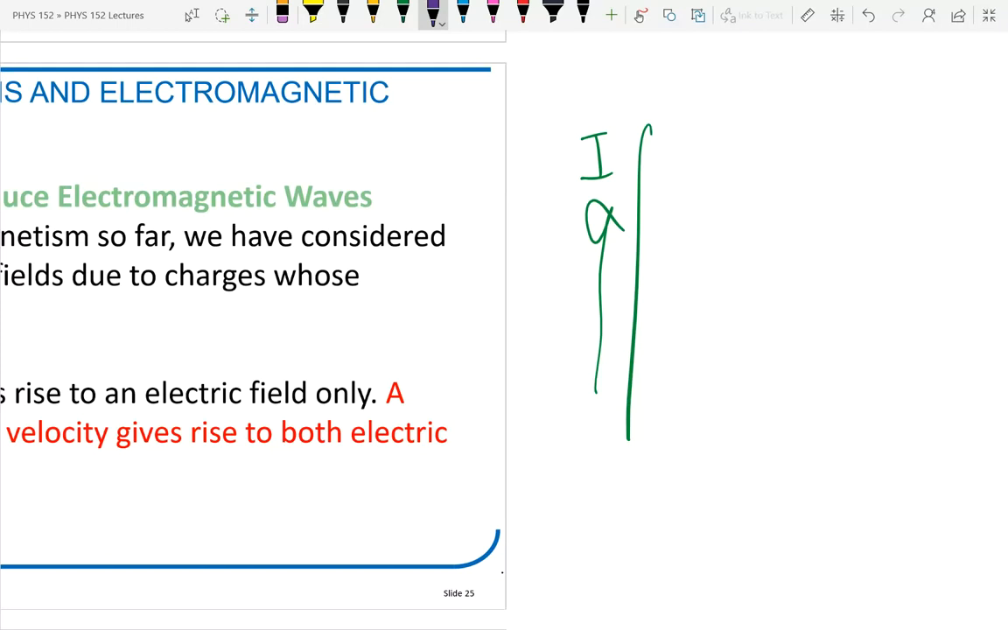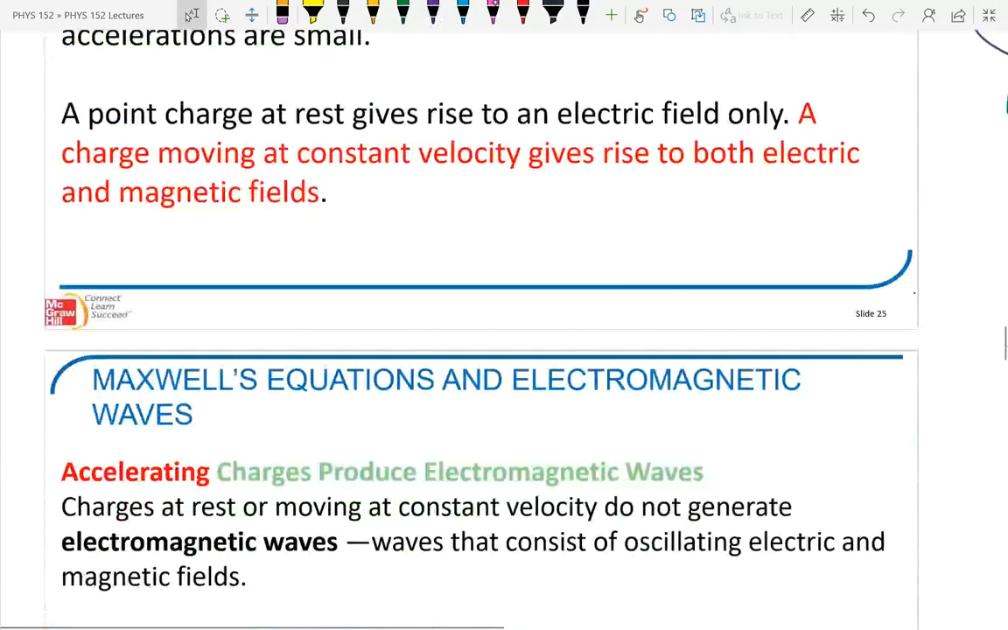Constant current will create what? It will create a constant magnetic field that's going around it. But if I have a changing current, which would be the result of a changing electric field, it would produce a changing magnetic field, but the changing magnetic field will then induce an electric field, and the changing electric field that's induced would go back and forth. So you have to have change.